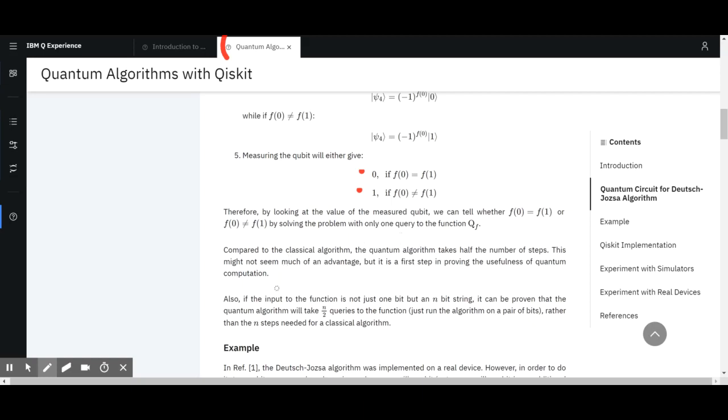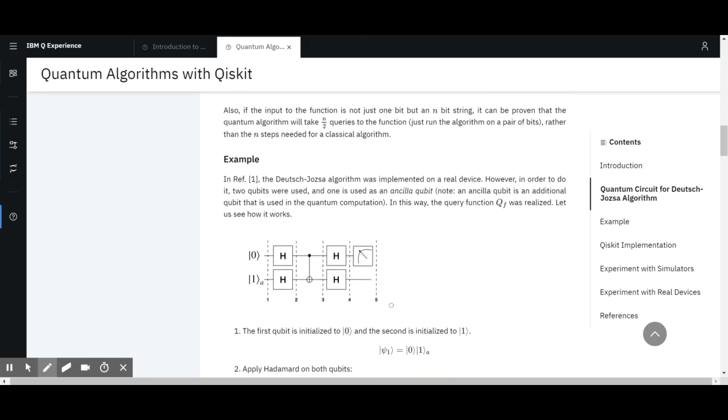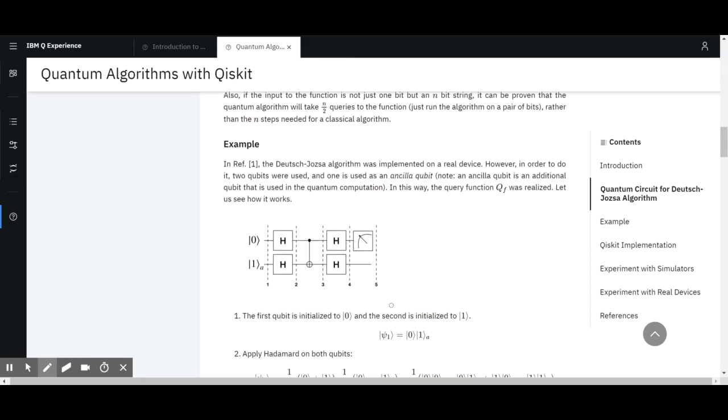Also, if the input of the function is not just one bit but an n-bit string, it can be proven that the quantum algorithm will take n divided by 2 queries to the function. Just run the algorithm on a pair of bits rather than n steps needed for a classical algorithm. And then we've got an example.